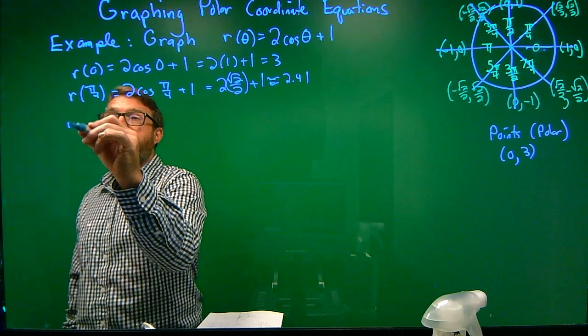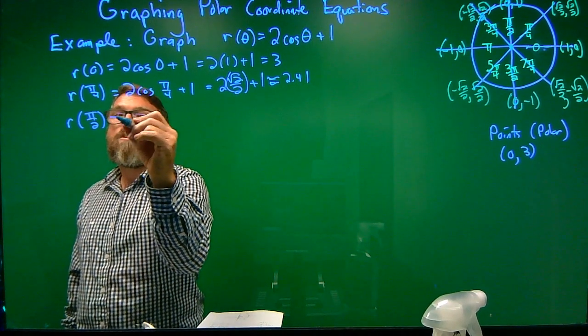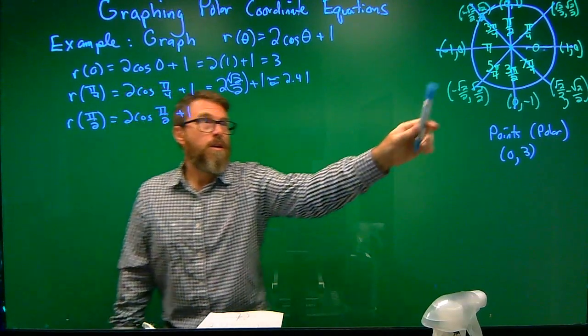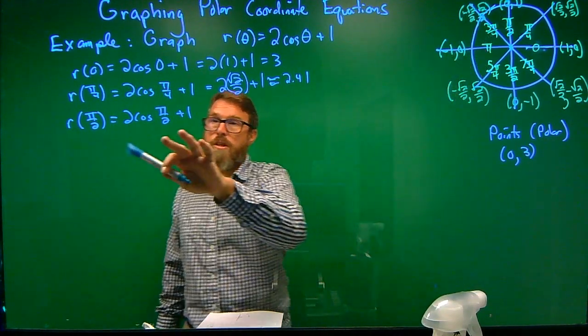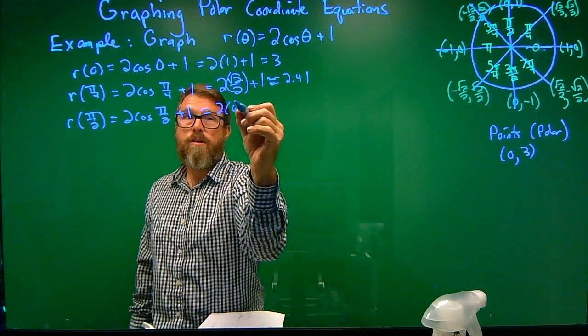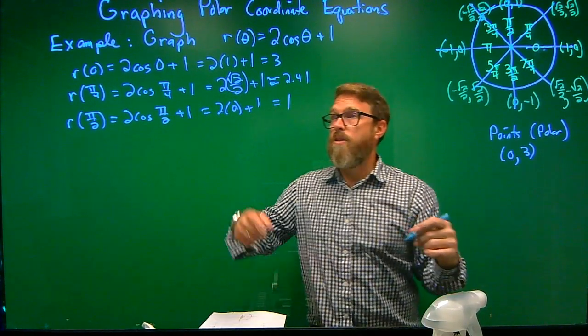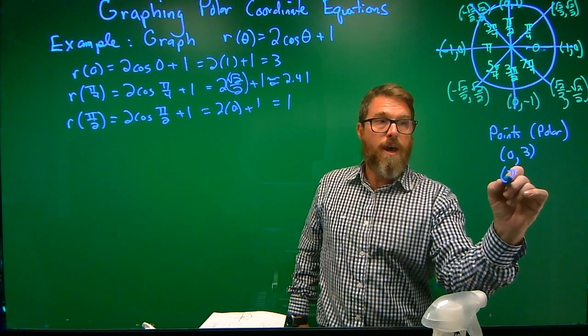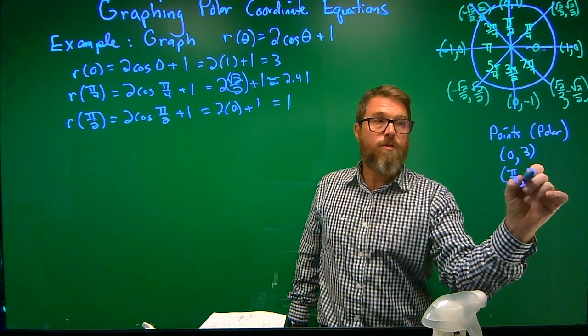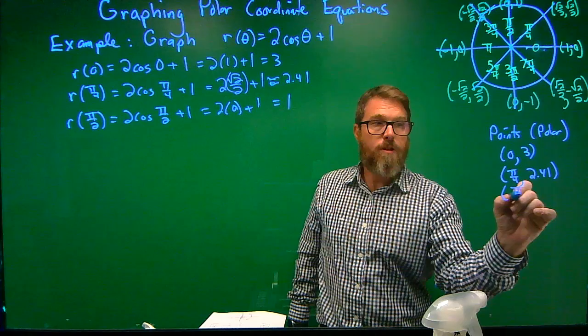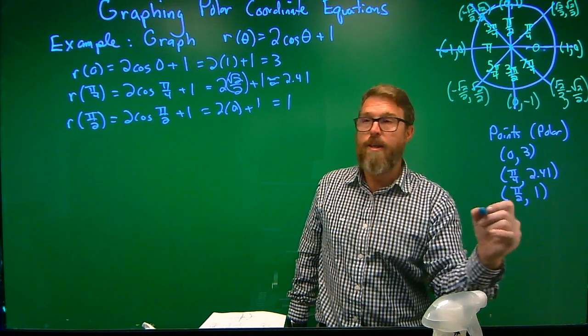So r of pi over 2 is 2 cosine of pi over 2 plus 1. Cosine of pi over 2 is the x-coordinate, so this is going to be 2 times 0 plus 1. So this is going to be equal to 1. So we're filling out points here. So the next angle is pi over 4, and then we have 2.41, and then we're going to have pi over 2, and this is going to be 1, and then so on.